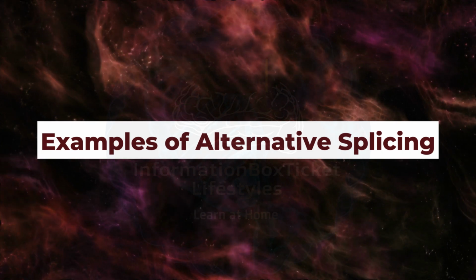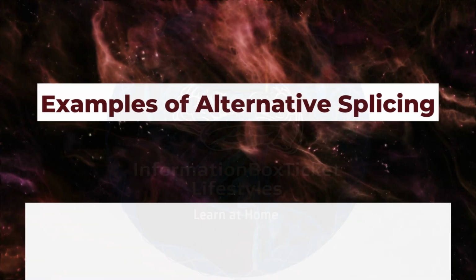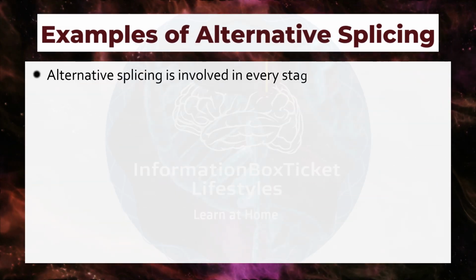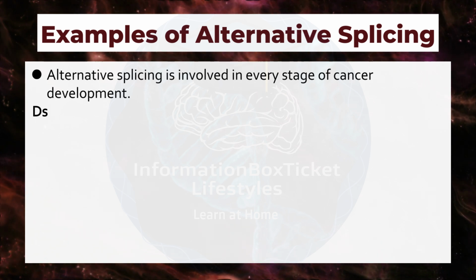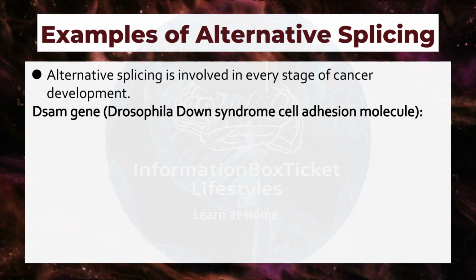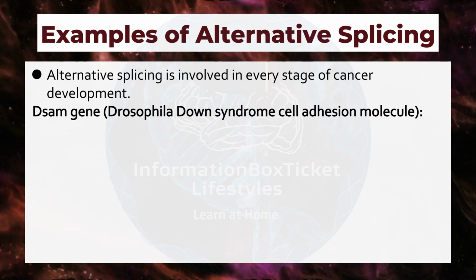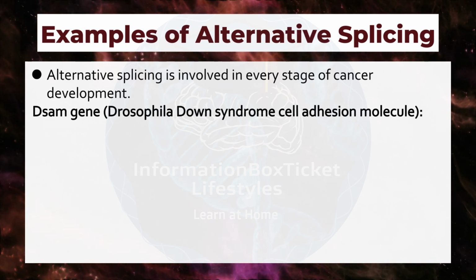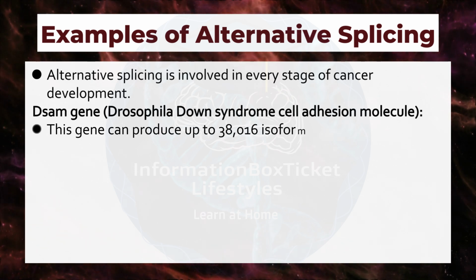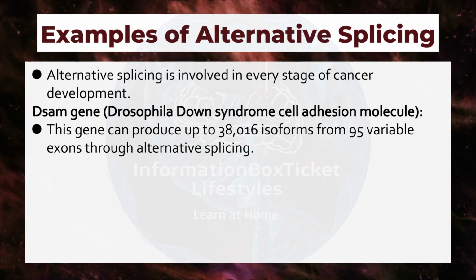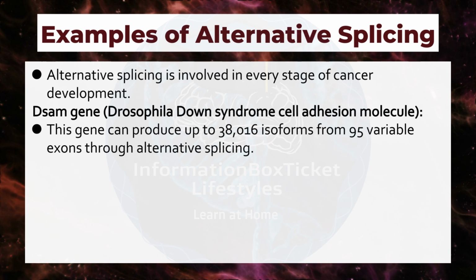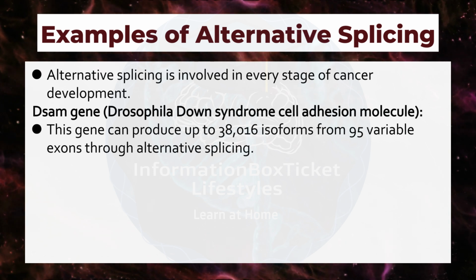Examples of alternative splicing. Alternative splicing is involved in every stage of cancer development. Dscam gene, Drosophila Down syndrome cell adhesion molecule: this gene can produce up to 38,016 isoforms from 95 variable exons through alternative splicing.